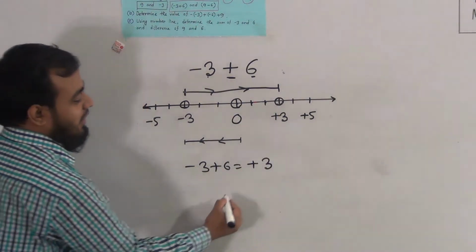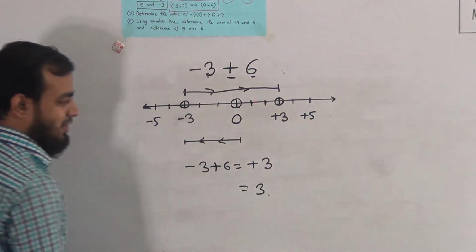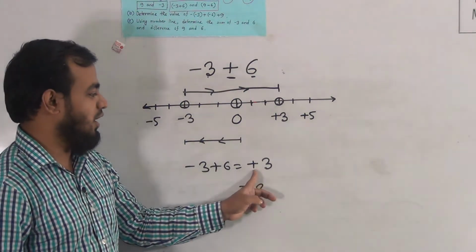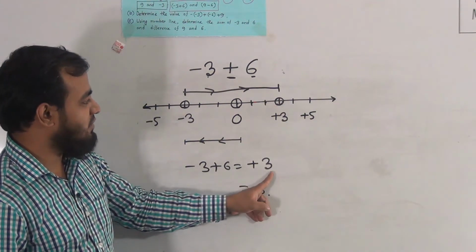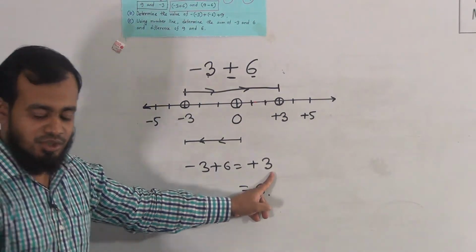In the next line you can write down 3 as our answer, but in this line we can't write down 3 directly. We have to write down plus 3. Okay, I think you have understood.